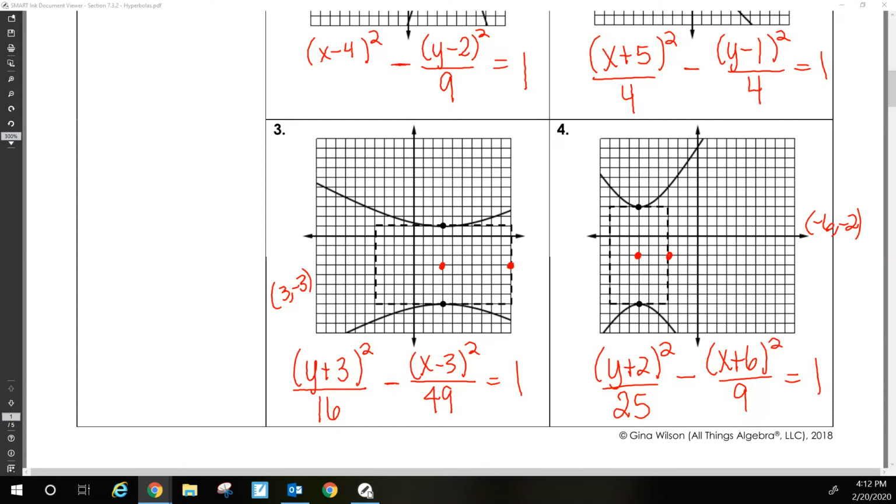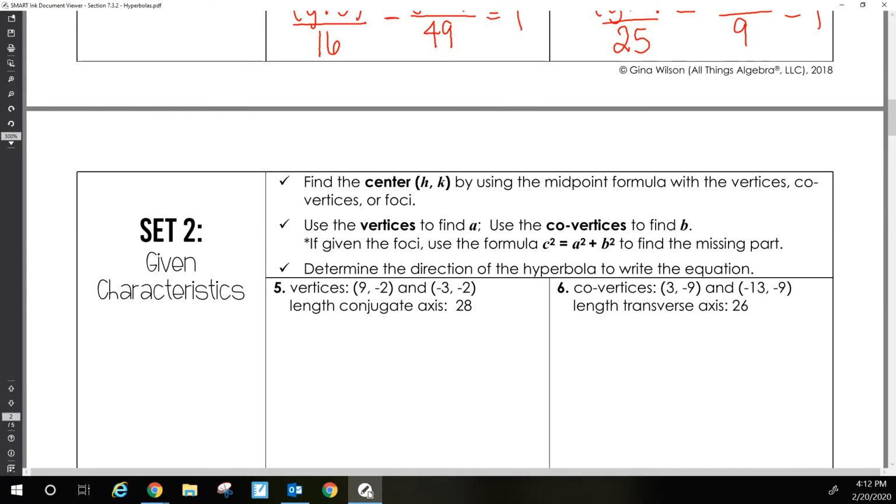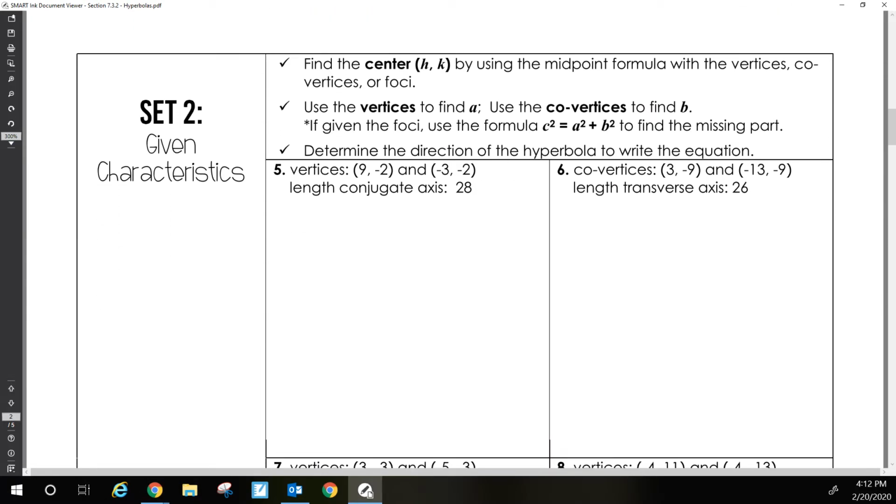All right, welcome back, pre-calculus. Let's do some 7.3.2. We're doing hyperbolas. Now we're going to have to write equations, not if we have a graph, but when we're given characteristics. And you guys have indicated to me that you find these a little bit more challenging, which is good. We need challenging and easy, right?